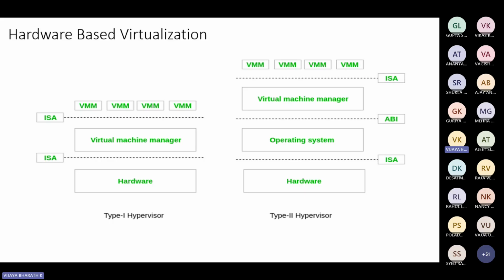And in type 2 hypervisor, if you see, on top of the hardware you have an OS running, and on top of that you have installed a guest OS. That is your virtual machine manager or the hypervisor. For example, here you can say it is Oracle VirtualBox or VMware.